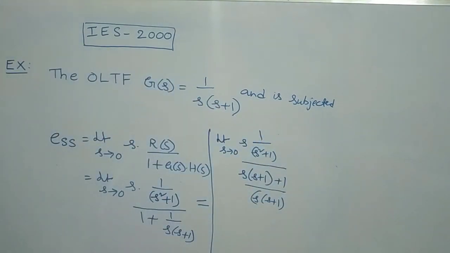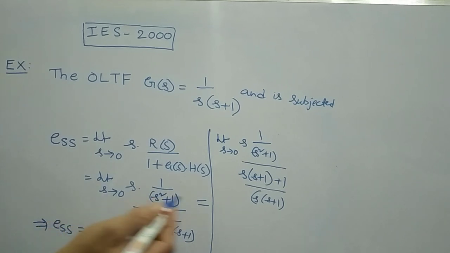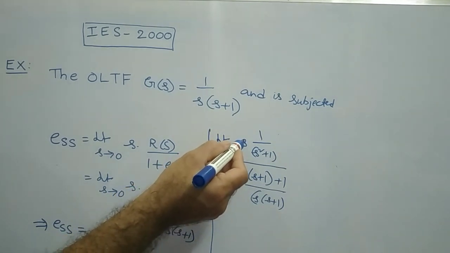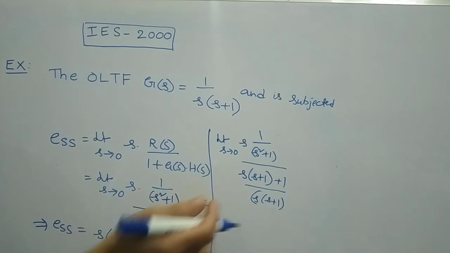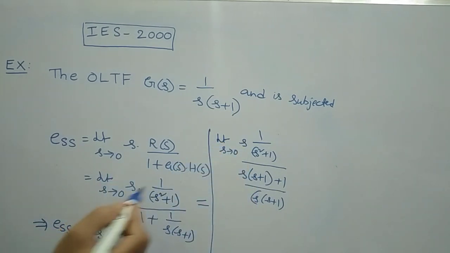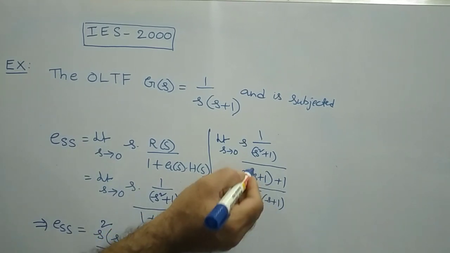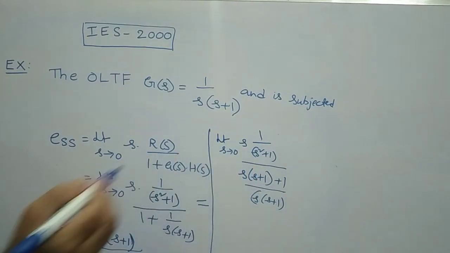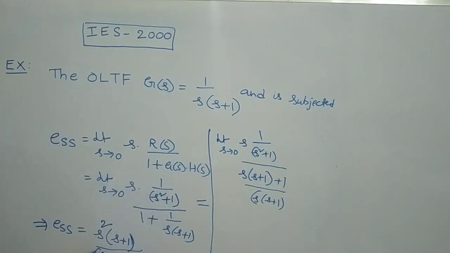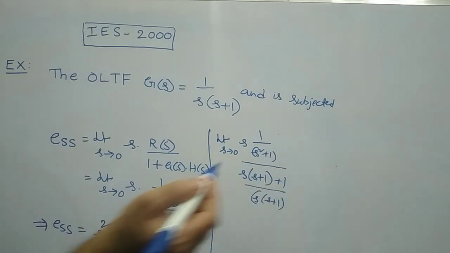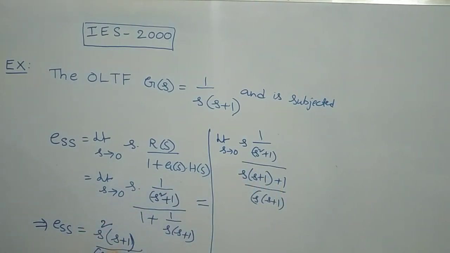Now what will you get actually? Finally you will get ESS after simplification. This part goes to the numerator, so s into s plus 1 again, therefore s into s will be multiplied, s square will come, s square into s plus 1, clear? And in the denominator it comes as s square plus 1 into the entire part, s into s plus 1 plus 1.